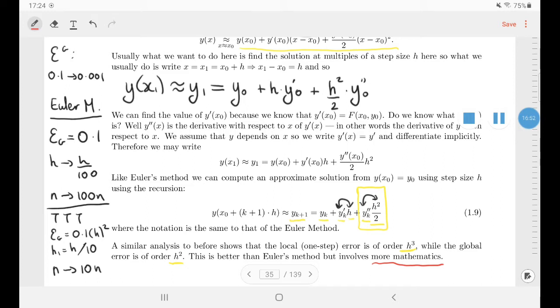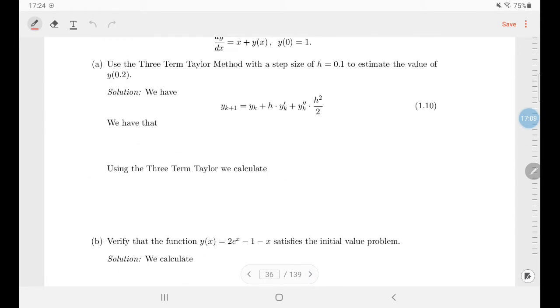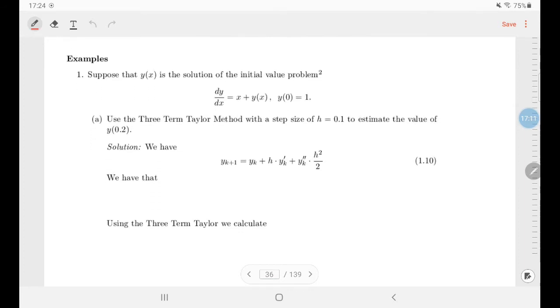Because we can go to a 4-term Taylor and a 5-term Taylor, but the maths is just getting a bit nasty. So that's something we're going to come back to, because it's not ideal. If we could maybe get the accuracy and keep things easy somehow, we'll see that a bit later. Okay, let's do an example.